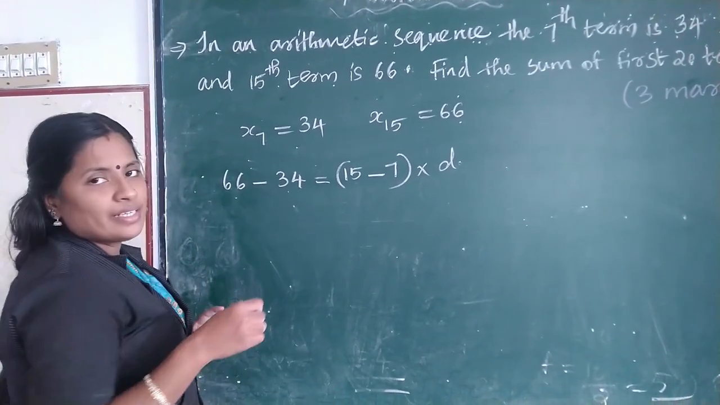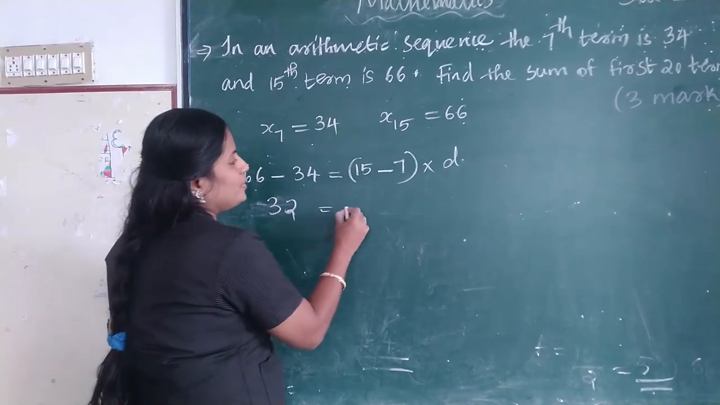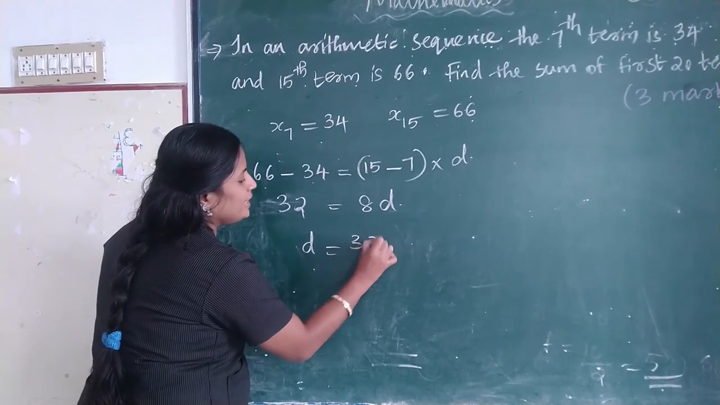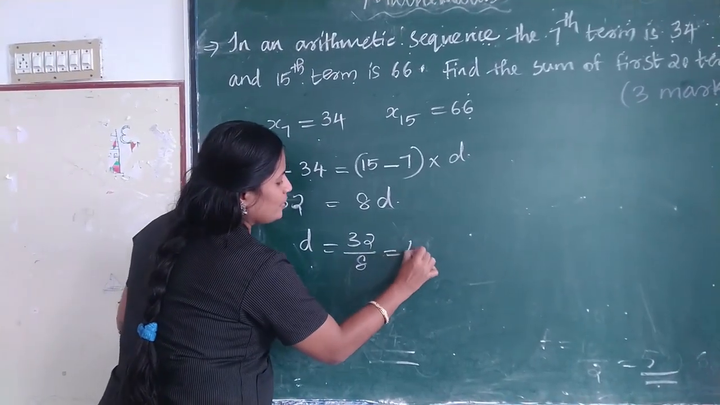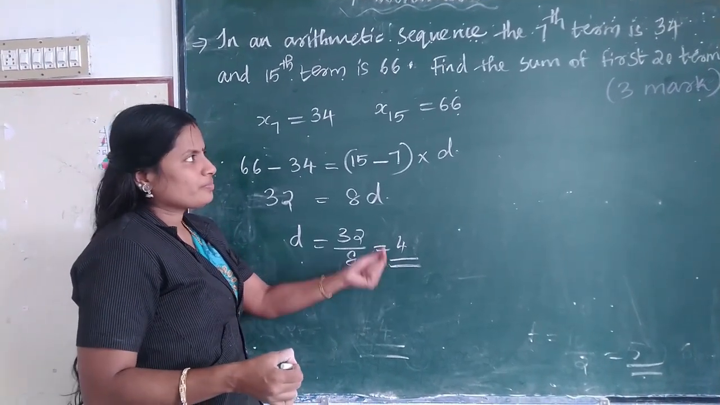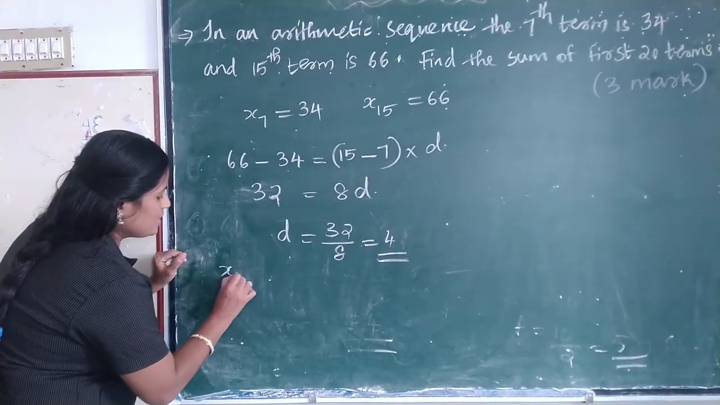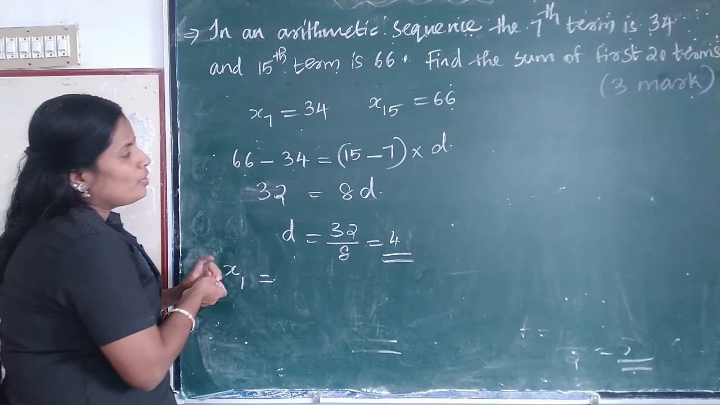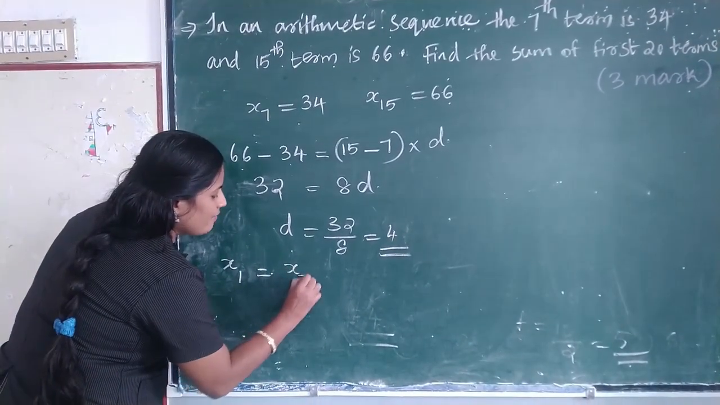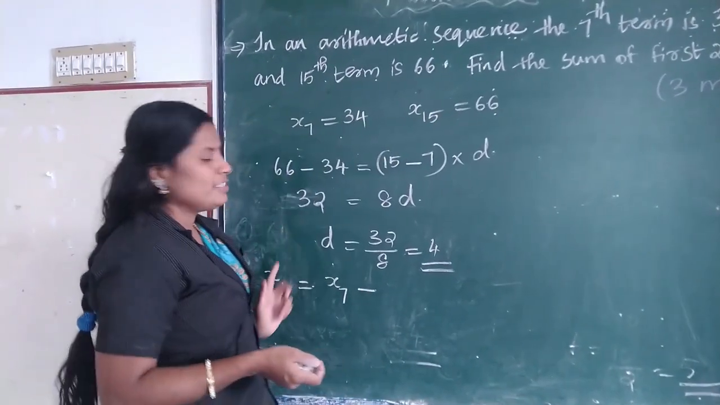So 66 minus 34 equal to 32. 32 equal to 8d. So d equal to 32 by 8, which is equal to 4. So the common difference equal to 4. Next we have to find out the first term. First term x1 equal to, so the 7th term is 34. So x7 minus, what is the position difference of the 7th and the first term?